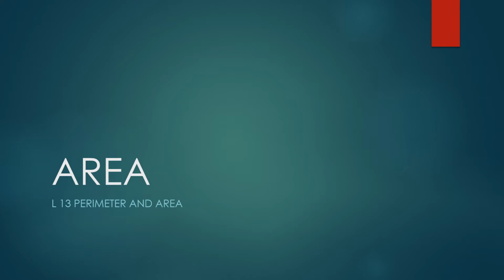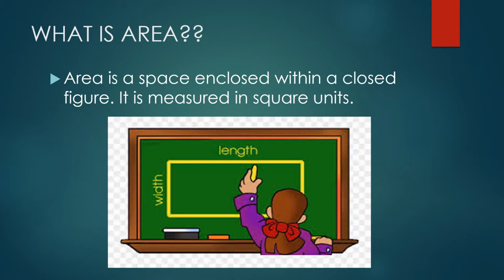Good morning students and welcome to the next part of our lesson number 13, that is perimeter and area. So far we have learnt about the perimeter, which is the boundary of any shape. We have also learned how to measure the perimeter of different shapes using a formula or by simply adding the sides. Now we are going to learn what is area.